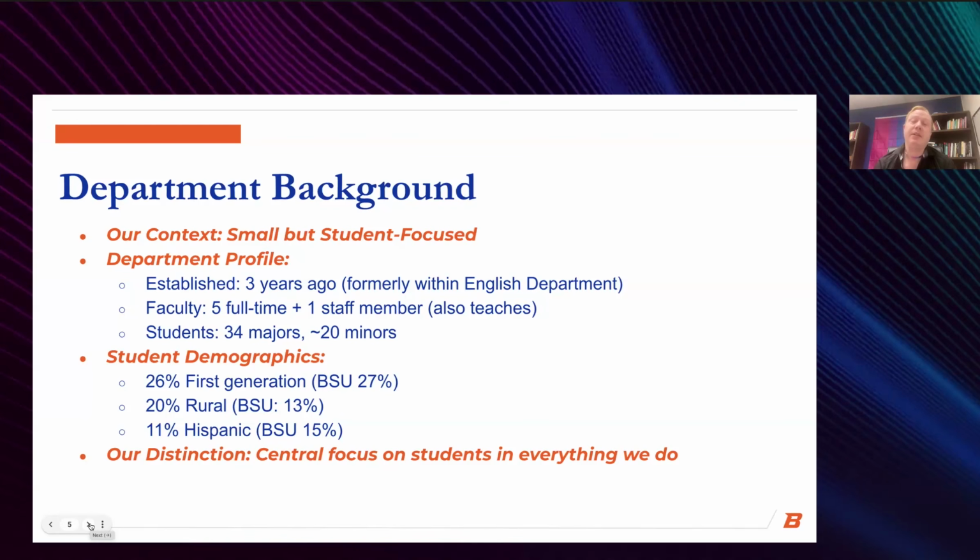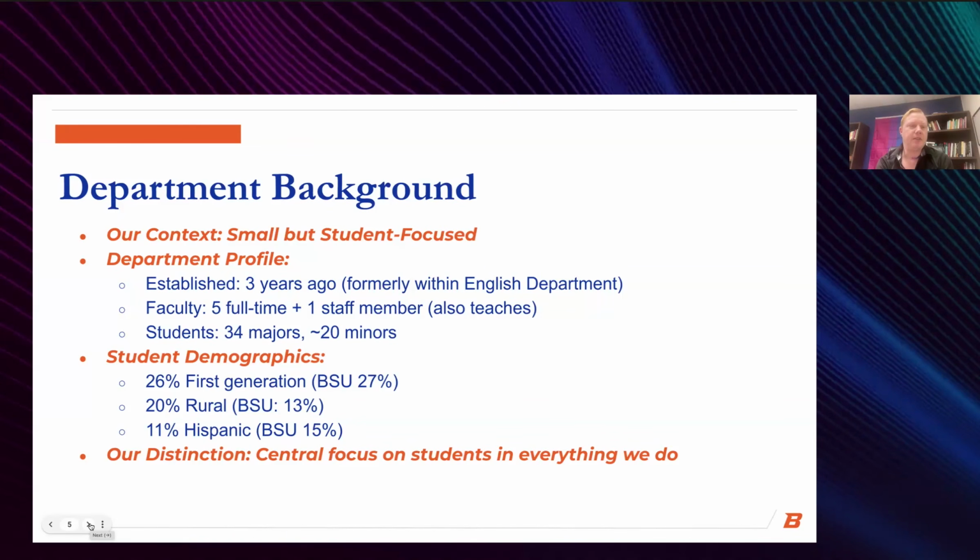And we are also a relatively small department. We have 5 full-time faculty members and 1 full-time staff member that also teaches a couple of courses each year. And our current full-time faculty have all been employed in our department for at least 10 years. And our staff member joined us in 2021. Our student population currently has 34 majors and about 20 or so minors.